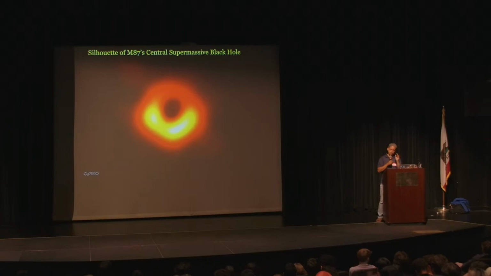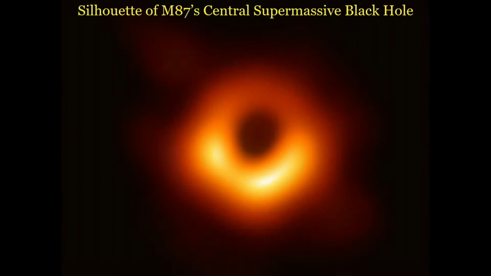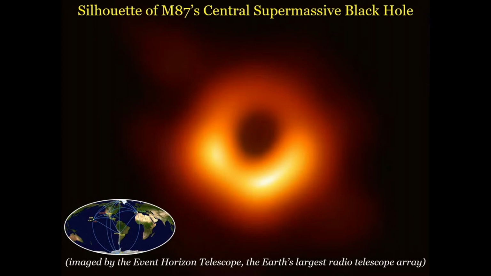This is light bending around the black hole, because black holes and anything with mass bend light. And so you're seeing a silhouette of the black hole. It's radio waves from behind the black hole being bent by the gravity of the black hole. This was imaged with, fair to say, the Earth's largest radio telescope, because it wasn't a single telescope. It's an array of telescopes located throughout the Earth that worked together to produce this image.